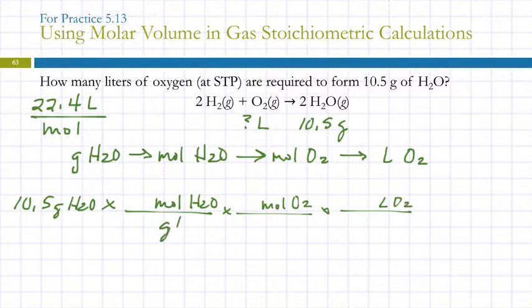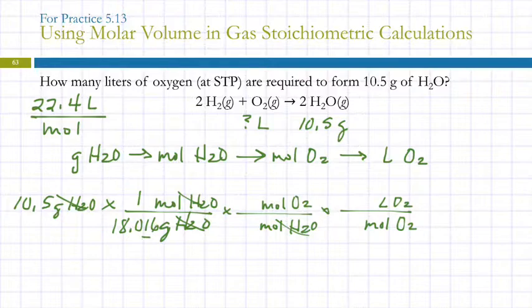Put the units in here. Stoichiometry is not going away, guys. Neither is dimensional analysis. And then moles of O2 down here. So here we need the molar mass of water. I've used that one so many times I've got it memorized, 18.016. In the middle we have the mole ratio. 1 mole of oxygen, 2 moles of water.